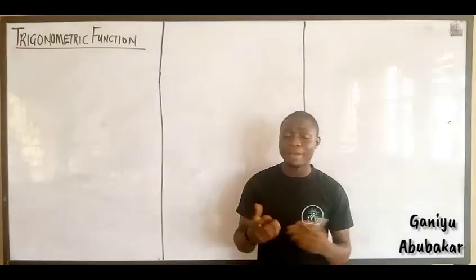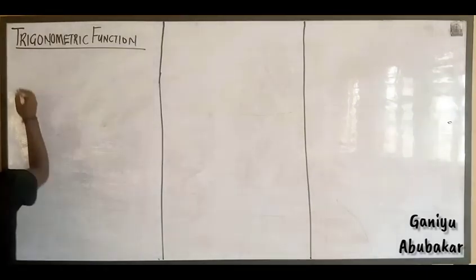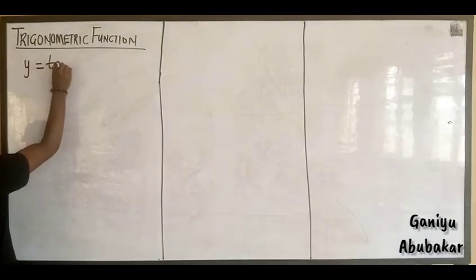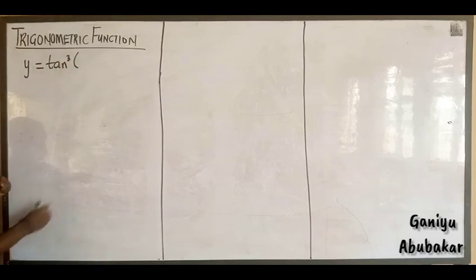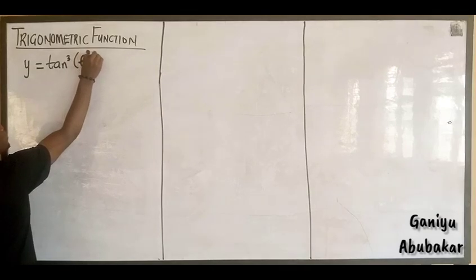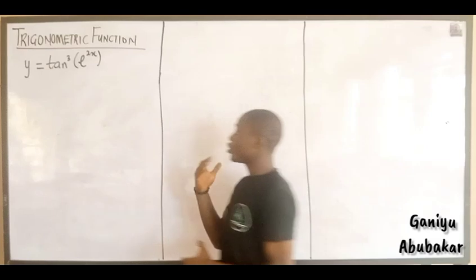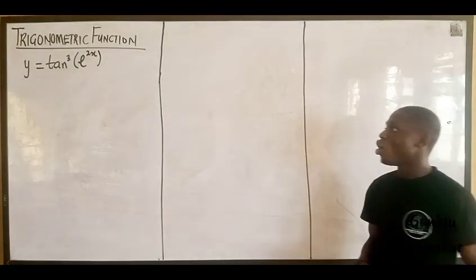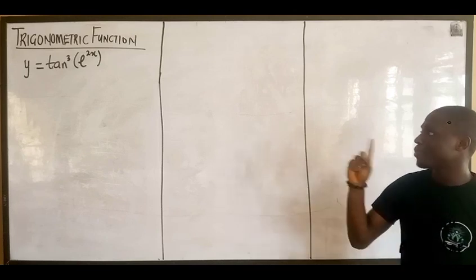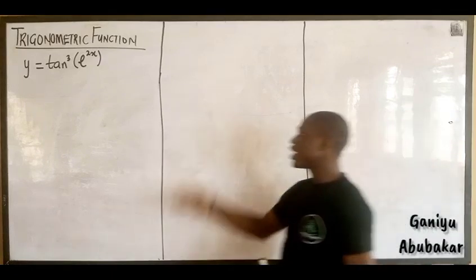For today, let's do examples involving higher parts. Let's say I have y equal to tan cube exponential 2x. Of course, in our previous class, we said tan cube means tan of exponential 2x in 3 places. So, how do you solve this?